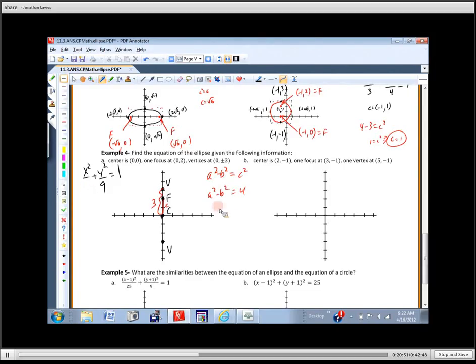Very good. We know what A squared is. That's 9. Minus B squared is 4. So if I solve this, I'm going to switch places here. This would be 9 minus 4 equals B squared. So this is going to be 5 equals B squared.